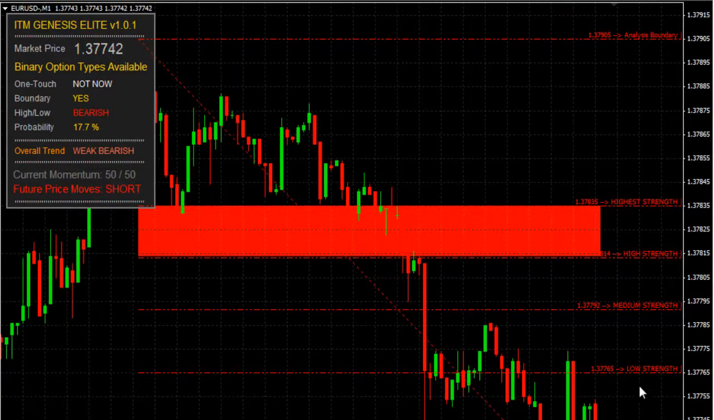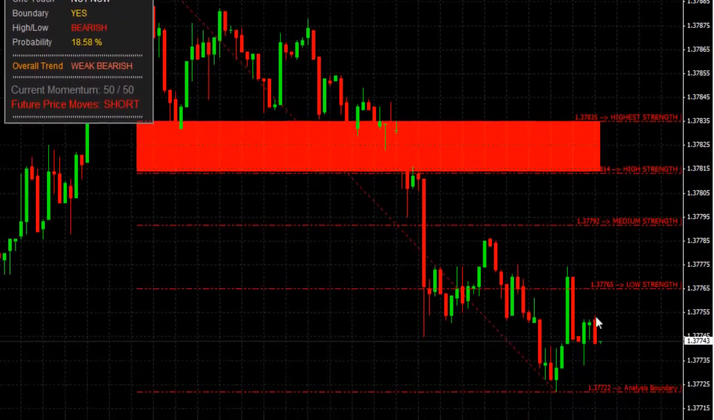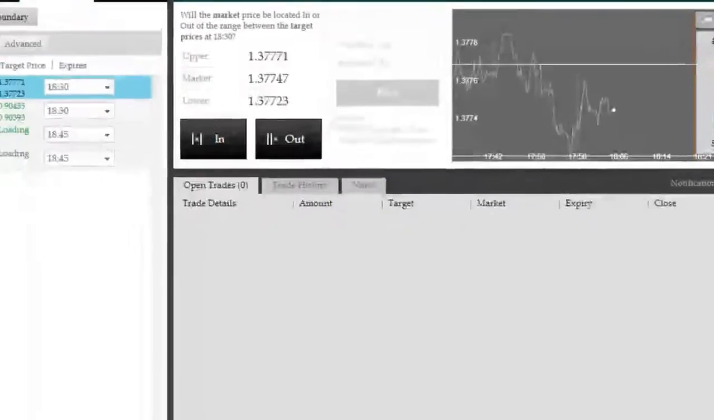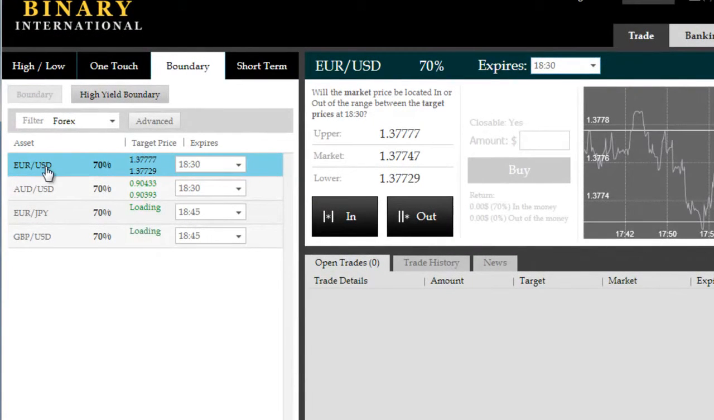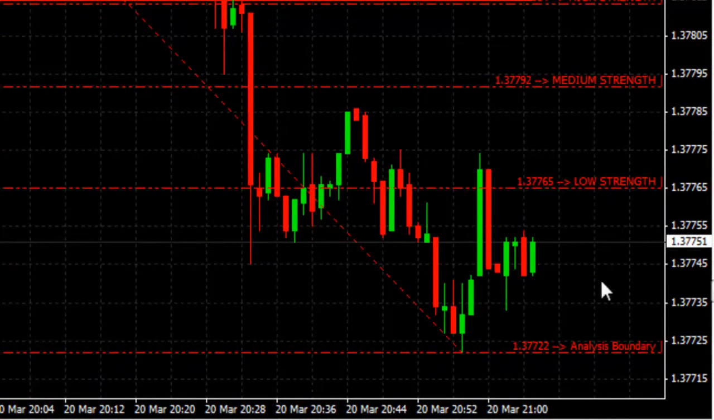Here on the Euro USD, we're looking at a boundary trade showing a very low probability of 18.58% to stay within this low strength boundary. So we're going to go for an outside boundary option if it's available. Here on the Euro USD, 70% return. The pip range is 7 to 3. That coincides with our low strength to analysis boundary, which is brilliant.